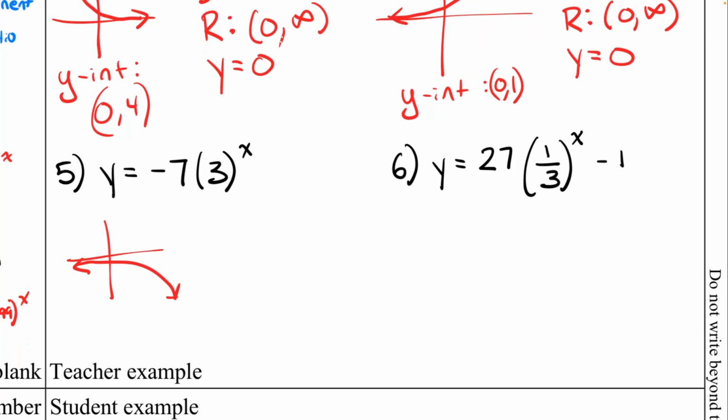All right, our y-intercept is a little bit tricky, but you guys can get it. The y-intercept is (0, -7). Good.